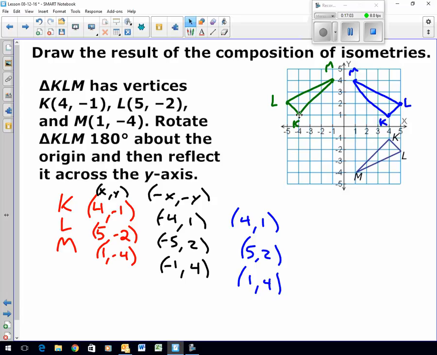Right, well, that would be what we're doing today. No different. It's not earth shattering. Okay, it's not too much different. This is called a composition of transformation.